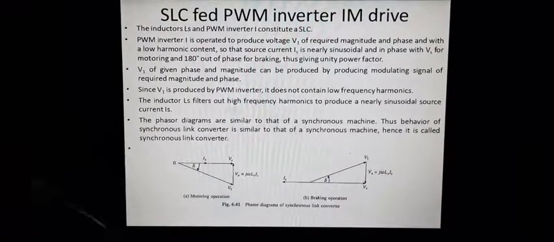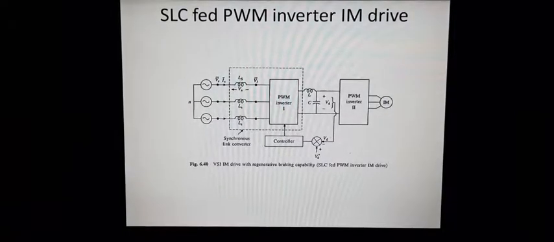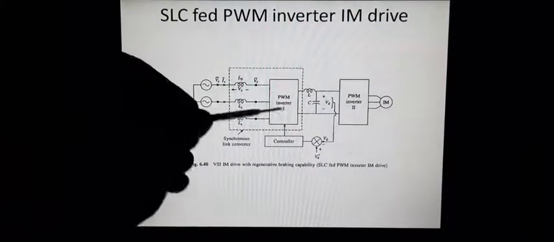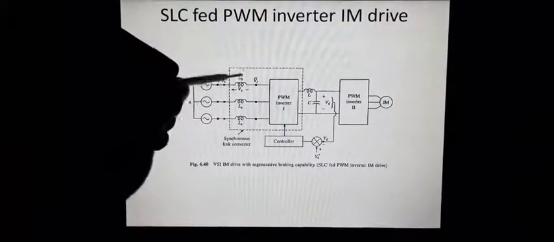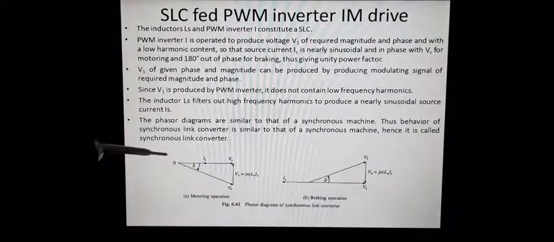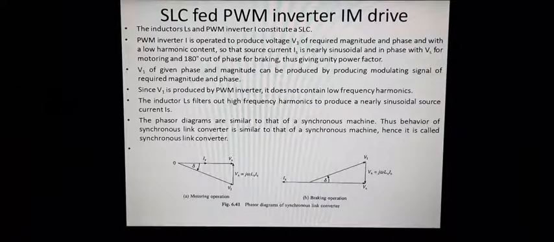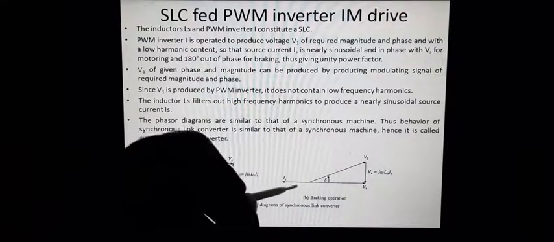Okay, so definitely there must be a controller to adjust the value of this firing angle in the inverter so as to obtain the value of V1 like that. Only if V1 is obtained in this particular direction and in this particular magnitude, then only we will be getting the phase angle between Vs and Is to be 0. Only if the phase angle between Vs and Is is 0, the system will be operating at unity power factor. Similarly you can obtain it in the case of braking operation also.